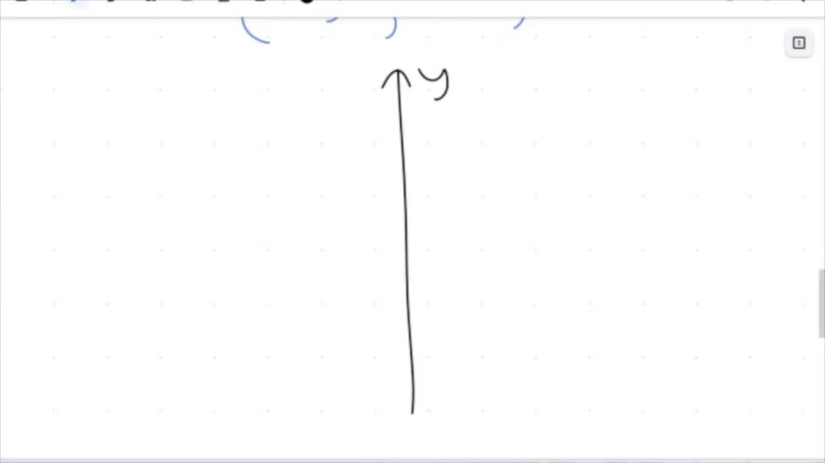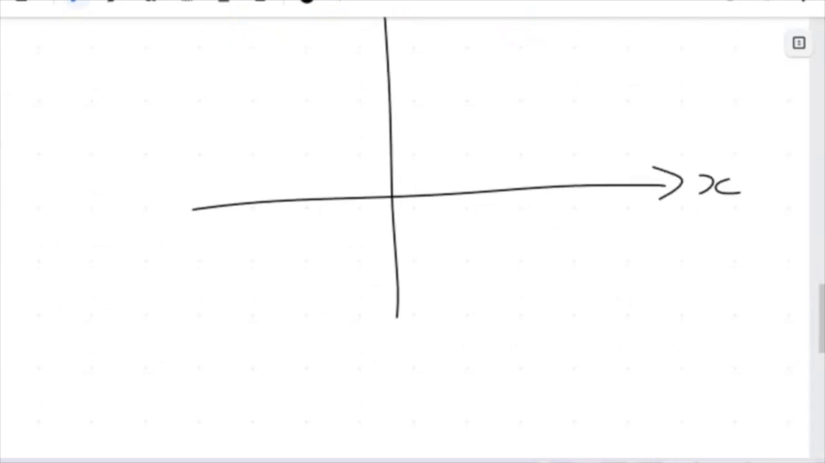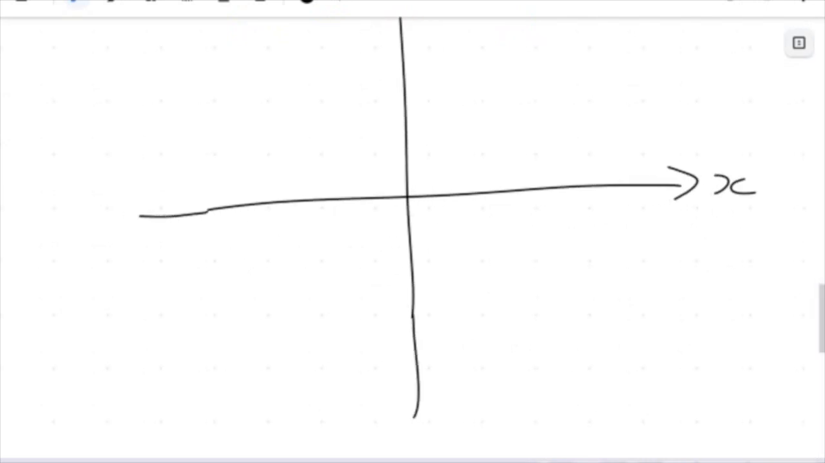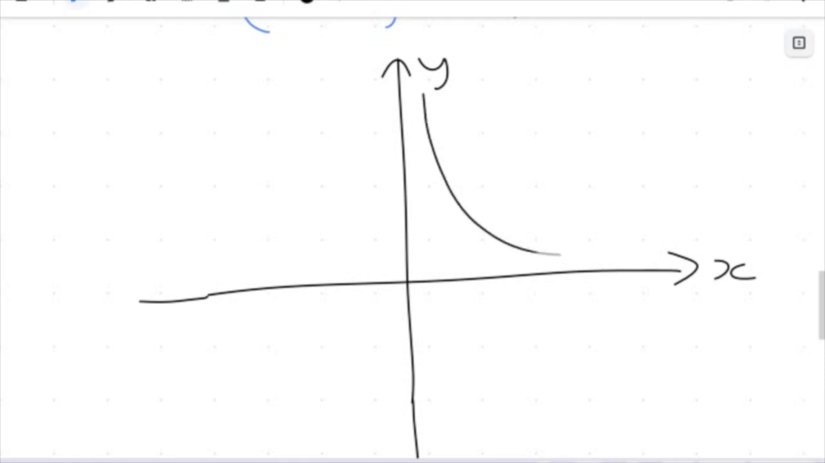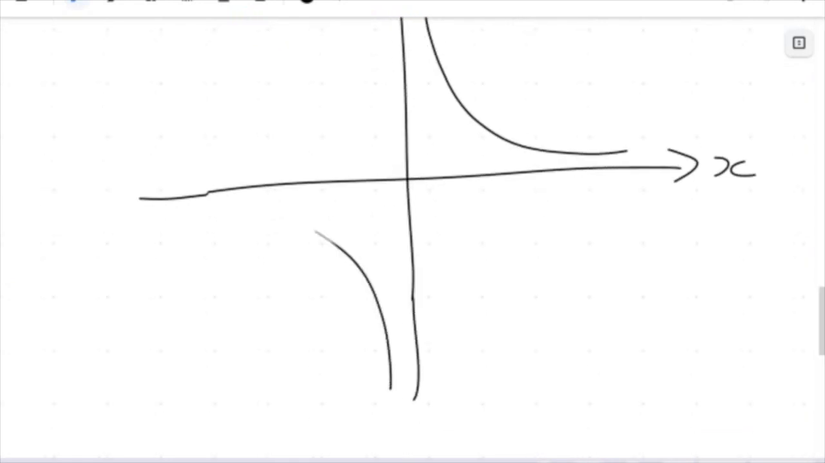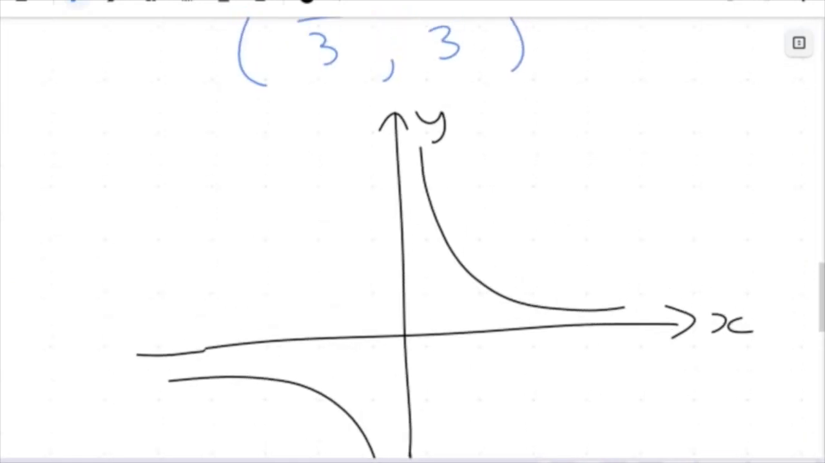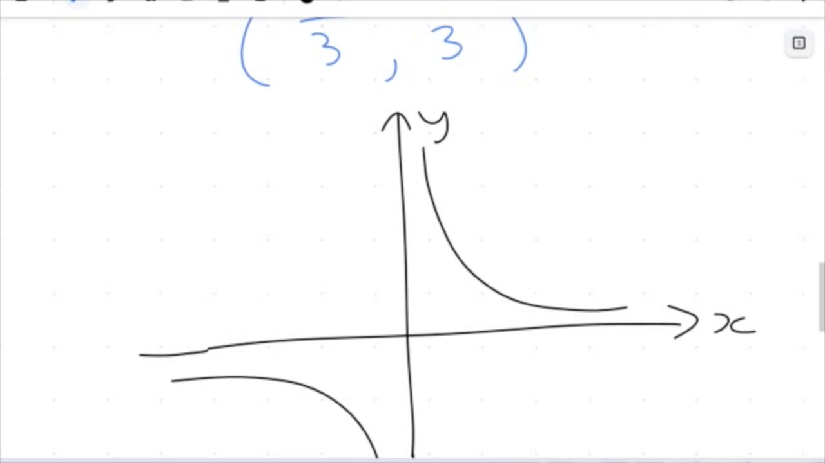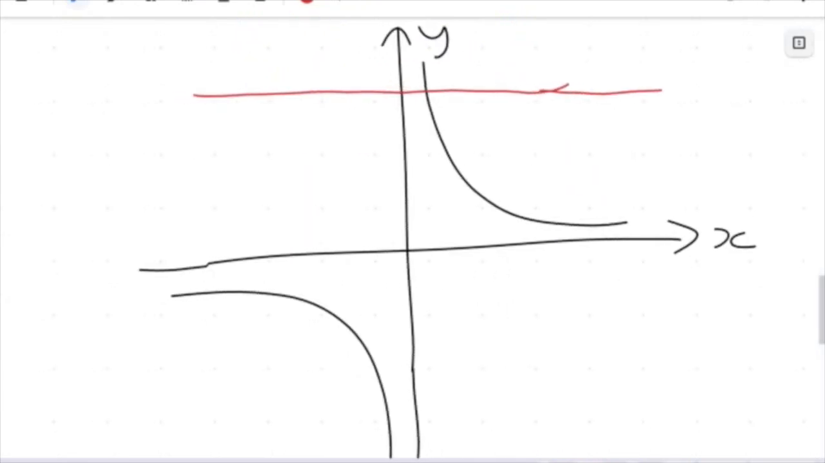So I have y, I have x. Now I'm looking at my hyperbola of 1 over x, which looks kind of like this. And I have a line of y equals 3, which is up here. This is y equals 3. This is y equals 1 over x.